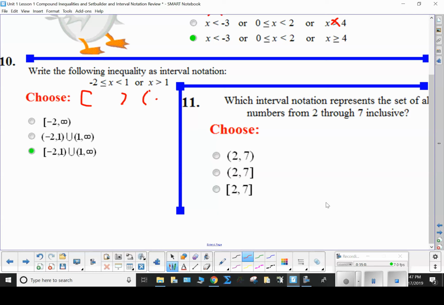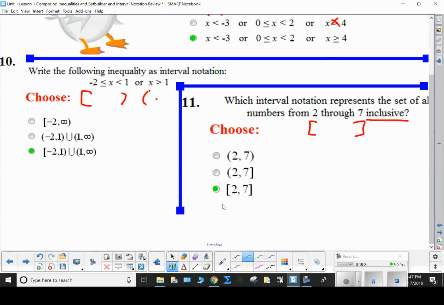Finally, number 11. Which interval notation represents the set of all numbers from 2 through 7 inclusive? Inclusive means that it includes, so I'm going to need brackets. That would be my third option.